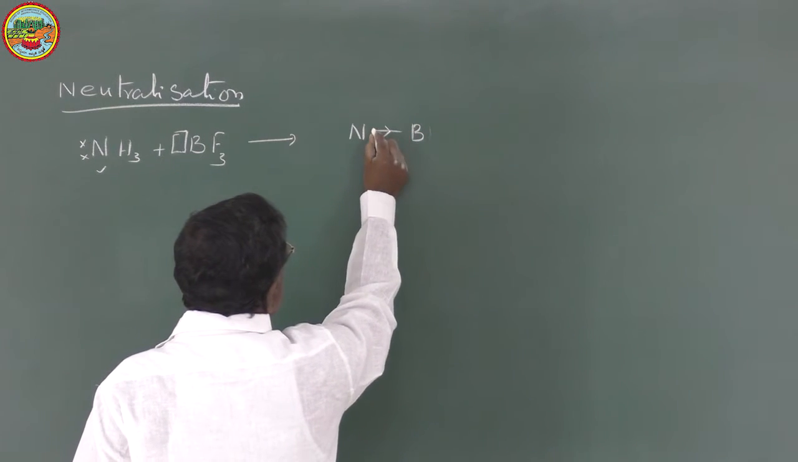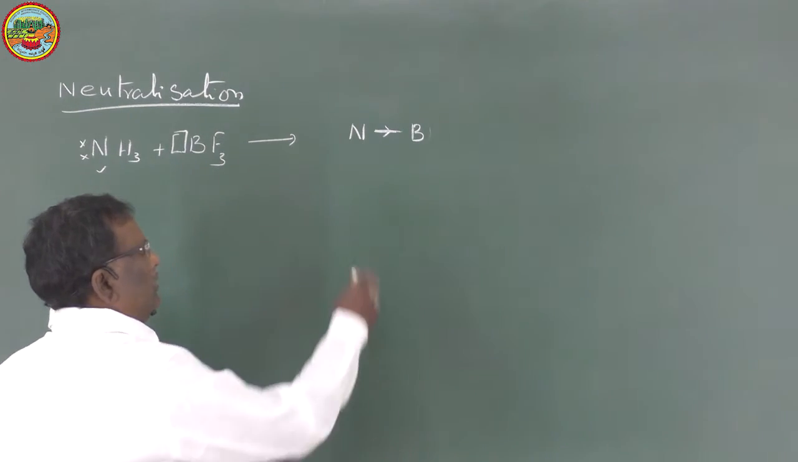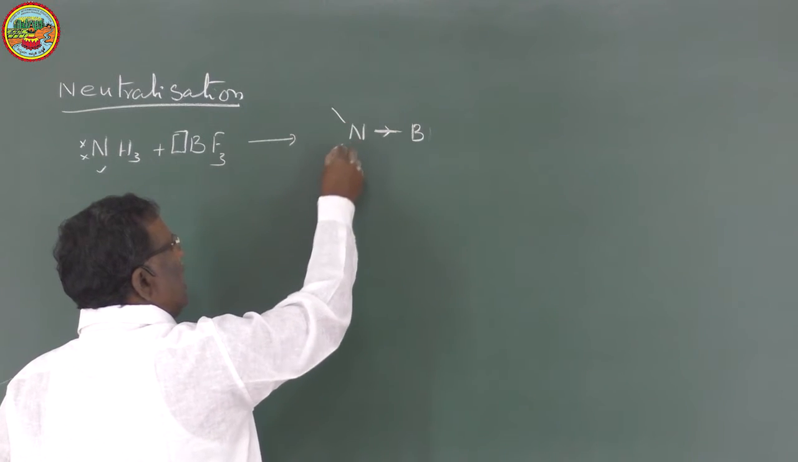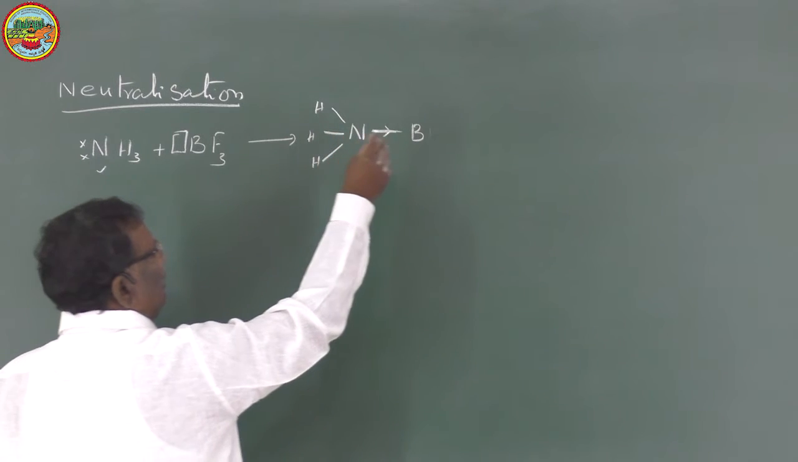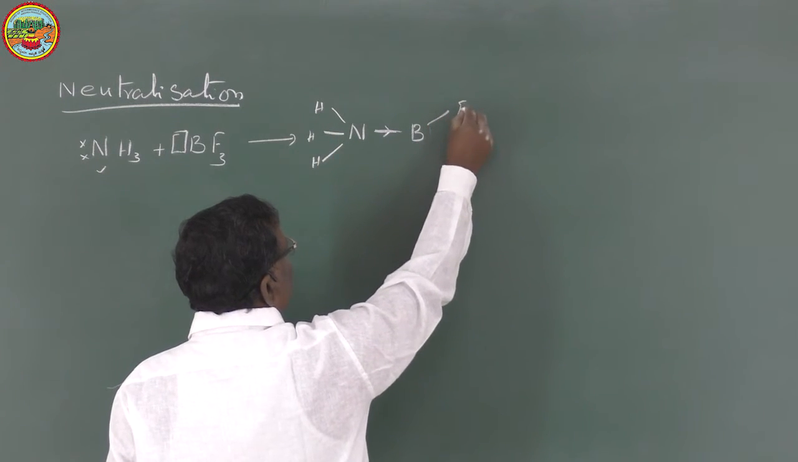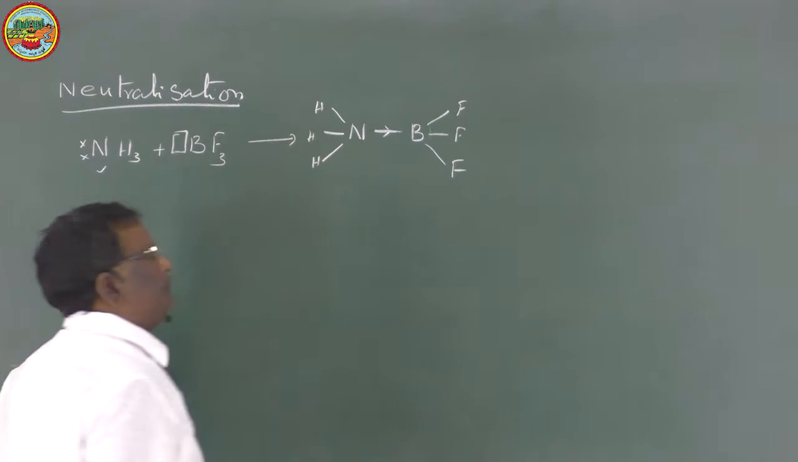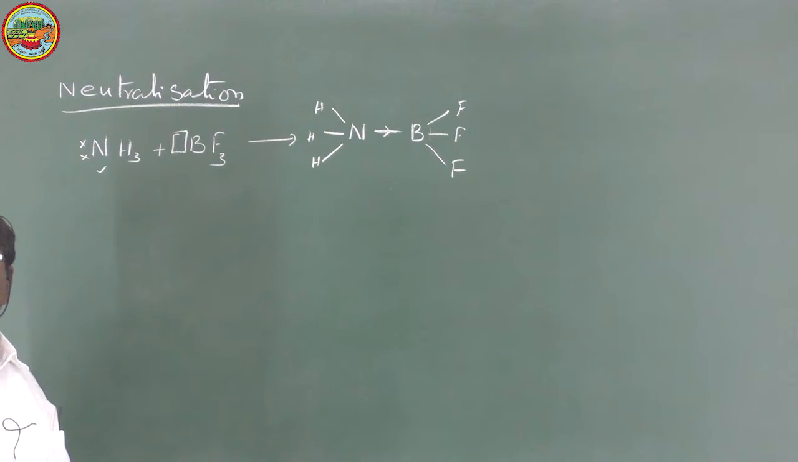This covalent coordinate bond is denoted with an arrow. Here the arrow indicates the direction from donor to acceptor. The normal covalent bonds are present here in BF3. So that reaction is considered to be a neutralization reaction.